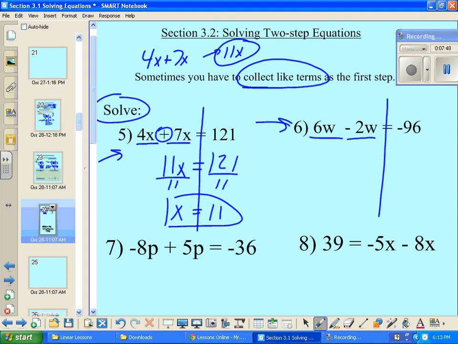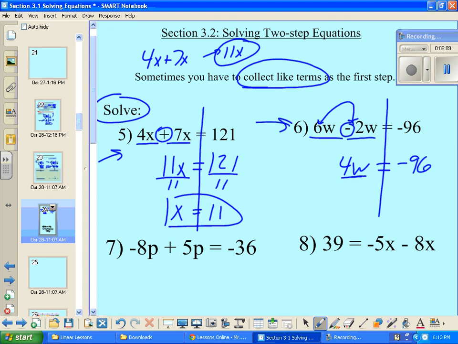Those are like terms. And so I can just do essentially what it tells me to do with those terms. It says to subtract them. 6 minus 2 is 4, so this is 4w. When I collect like terms, I just essentially remember deal with these coefficients. This one tells me to subtract them. And I just keep that variable part with it, so it's 4w. That equals, well, in this case, negative 96.